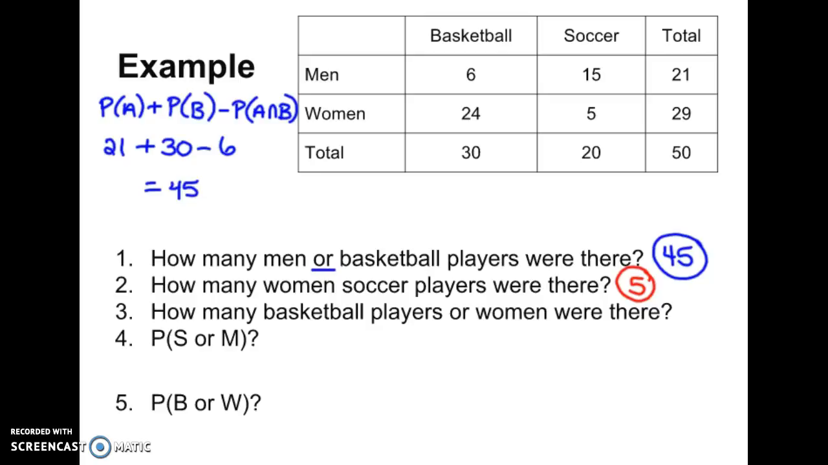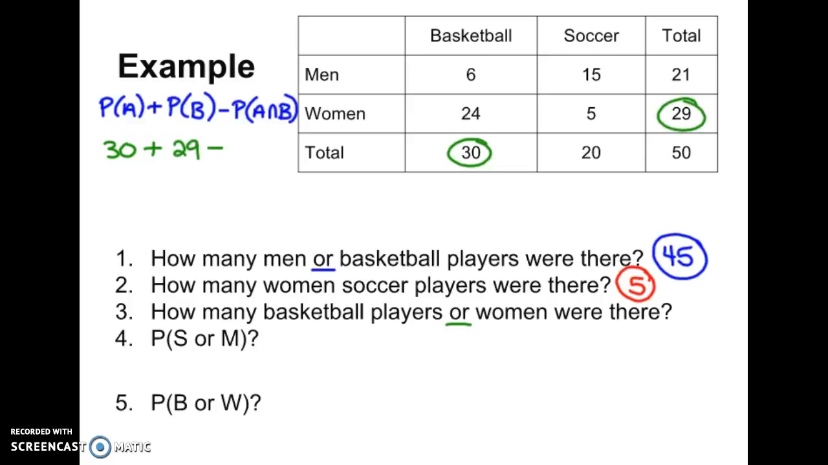Number 3, how many basketball players or women were there? So again, this is another or statement. So I'm probably going to have to use that formula up there. Let me erase what I wrote before. People are going to overlap, and I don't want to count them twice, because there's basketball players, and there's women basketball players. So I don't want to count that group twice. So if we go up here, the probability of A, that's how many basketball players there are. In general, how many basketball players are there? There's 30. How many women are there total? 29.